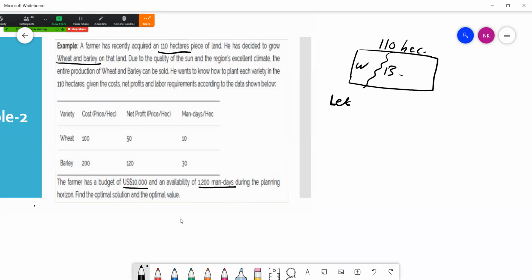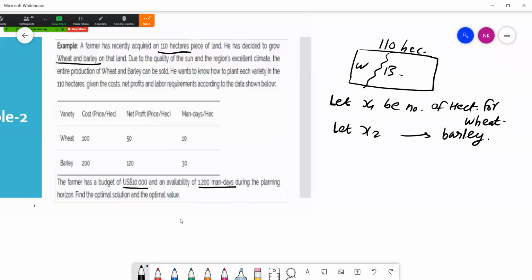So let's say let x1 be the number of hectares for wheat, and let x2 be the number of hectares for barley. So this is what we assume: the farmer can grow x1 hectares for wheat and x2 hectares for barley. This is what our decision variable is.